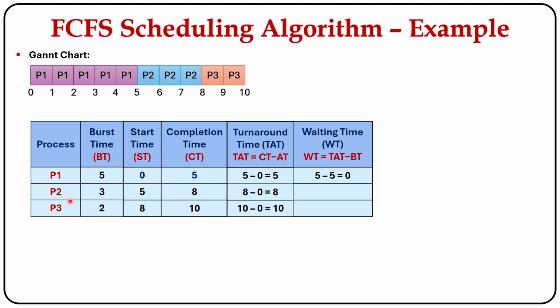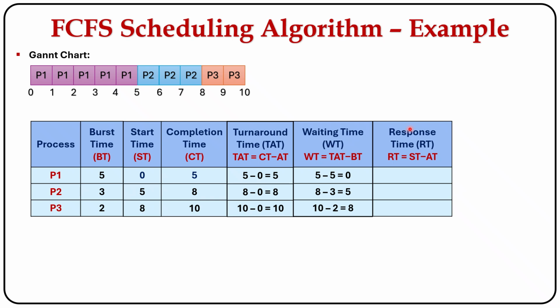Next, for process P2, the turnaround time is 8 and burst time is 3. The waiting time is 8 minus 3 is equal to 5 for process P2. Next, for process P3, the turnaround time is 10 and burst time is 2. So 10 minus 2 is equal to 8. 8 is the waiting time for process P3.